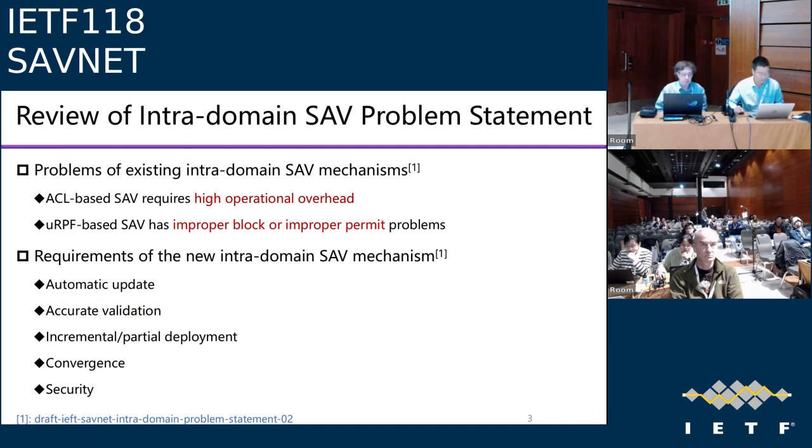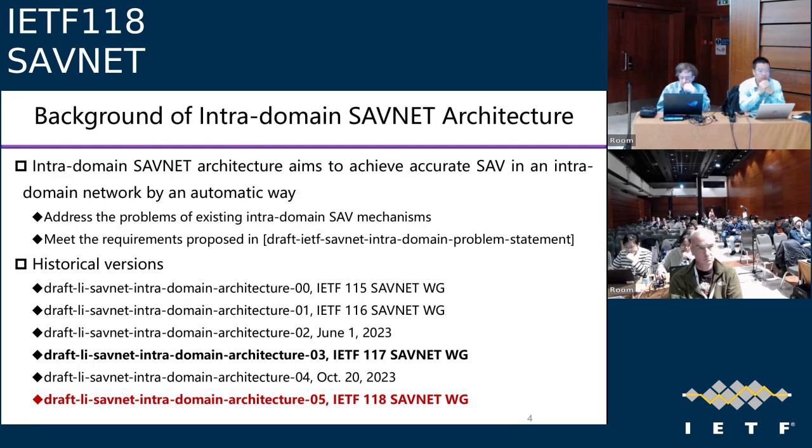The draft of the intra-domain SAV problem statement has analyzed the problems of existing intra-domain SAV mechanisms and proposed five requirements for the new intra-domain SAV solution. It means the new solution should support automatic updates and achieve more accurate validation, can work in incremental or partial deployment, and guarantee convergence and security. So the intra-domain SAVNET architecture aims to achieve accurate SAV in an intra-domain network in an automatic way. It aims to address the problems of existing intra-domain SAV mechanisms and meet the requirements proposed in the draft of the intra-domain problem statement. In the last IETF meeting, we introduced version 03, and today I'm going to introduce the latest version, 05.